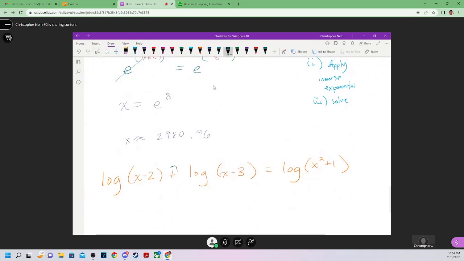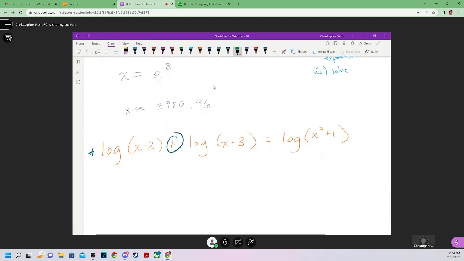Well, over here I have addition. This is positive, this is also positive, technically speaking. Remember, they all have the same base. These are all common logs. If they're all the same base, I can combine them under one log. Because they're both positive, they're multiplying each other. There is no division. If it was subtraction, we would be dividing that term out. But this is just x minus 2 times x minus 3 equals log of x squared plus 1.